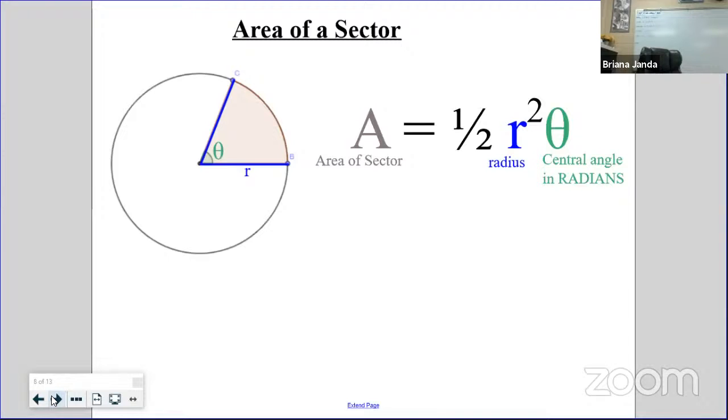Formula on this one, a little bit more complex. Area equals 1/2 times our radius squared times our central angle, which again is in radians. So typically we start with converting our angle to radians because they'll always hand it to us in degrees. And if they ask us to solve for theta, our answer is in radians.